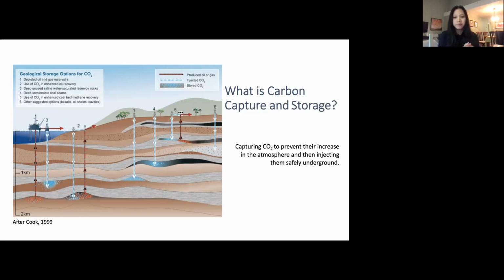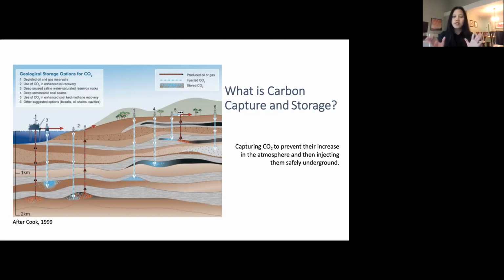After capturing the CO2, we usually ship it by pipelines or trucks, depending on the quantity and the distance between the source and the sink. And then we inject it back into the subsurface. Why back? Because most of the carbon that we capture comes from fossil fuel, and it's from the subsurface.